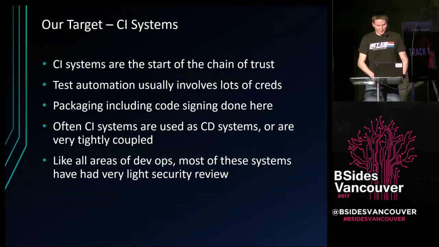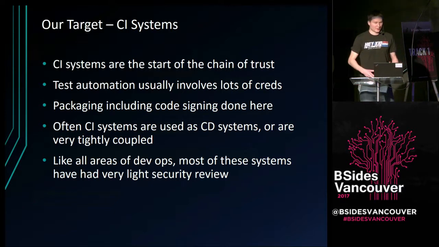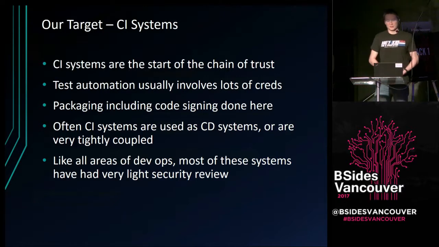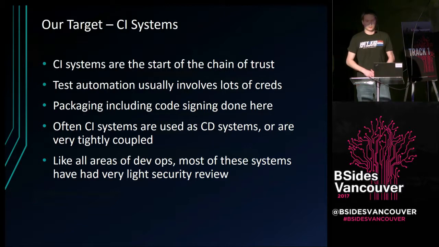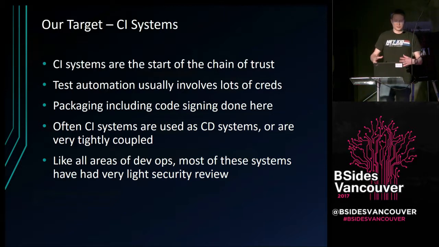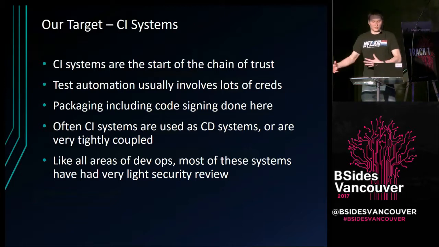All right, so of that pyramid, we're targeting CI systems. And the reason I thought it'd make a good talk is they're kind of the start of the chain of trust. You can compromise a deployment system, but a deployment system just deploys whatever the CI system builds. Your CI system typically involves a lot of test automation. It's usually running your unit tests and things like that for you. And in more advanced systems, usually those do a whole build in a staging environment, and there's often a lot of creds involved that get shared over to other environments.